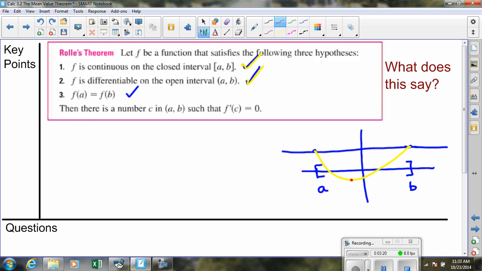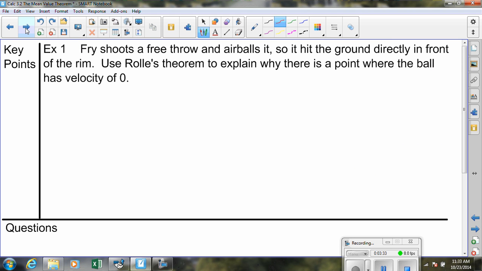Intuitively, you look at the graph and it seems really, really obvious. Our textbook goes through and marches through the explanation with an algebraic proof of this. Well, this is a piece that we are going to use to say something like this. Fry shoots a free throw, and because he's terrible at basketball, he airballs it. And it lands directly in front of the rim. Why does Rolle's theorem guarantee there's a point where the velocity is 0?